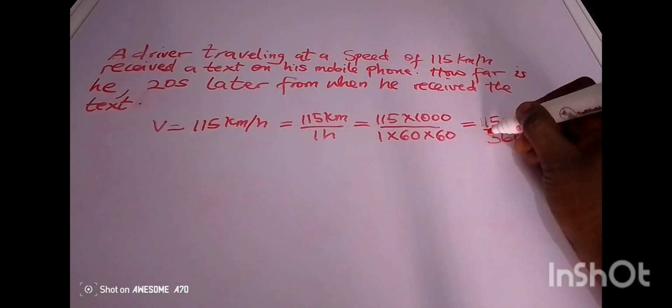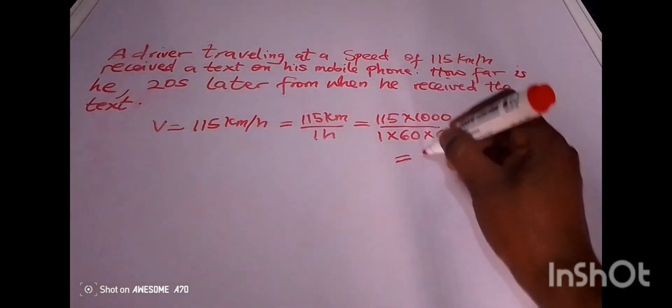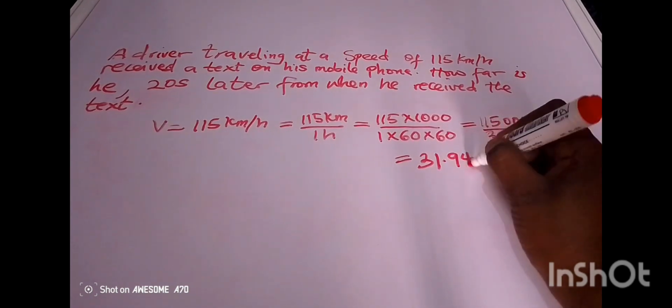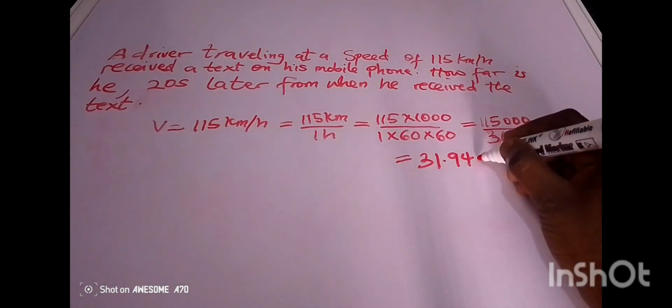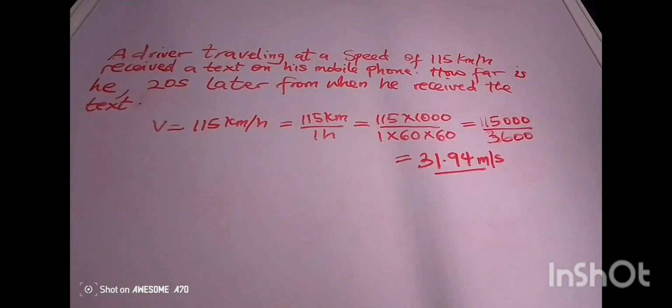Now let's divide quickly. When we divide this, we are going to have an approximated value of 31.944444. But let me just convert to 2 decimal places, in meter per second. So we have converted the V to SI unit. So let's continue with the parameters now.